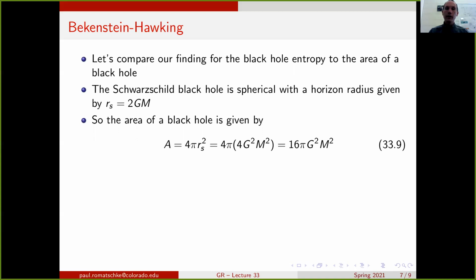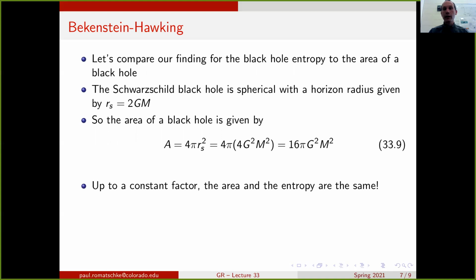So we have that the area is 16 pi G squared m squared, and the entropy is also a constant times m squared. So we find that up to a constant factor, the area and the entropy of a black hole are the same.